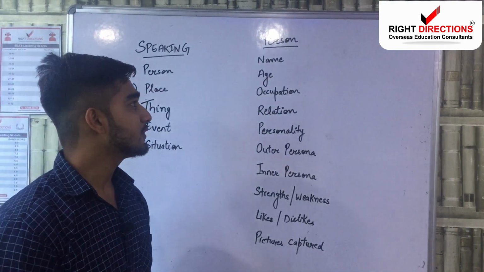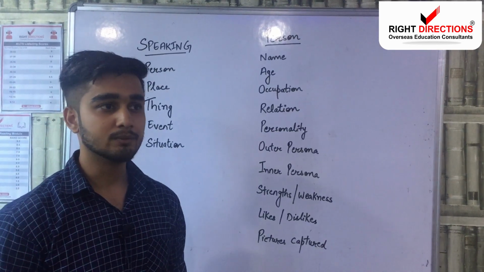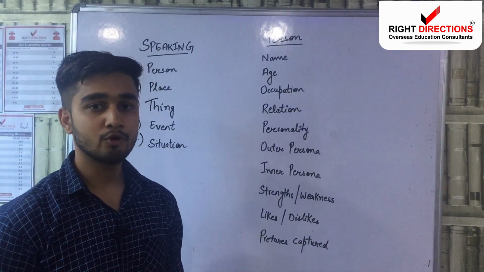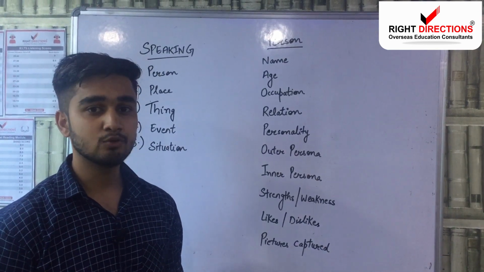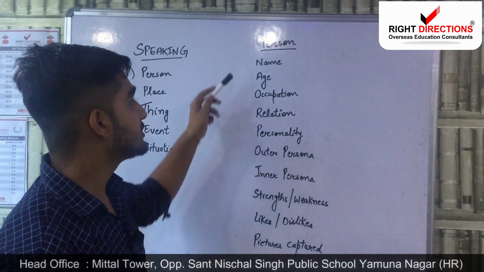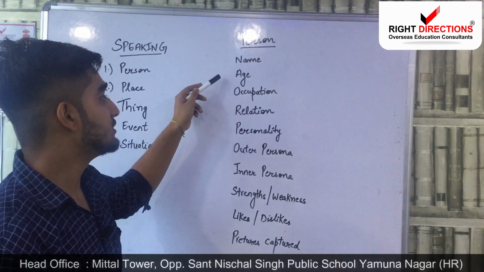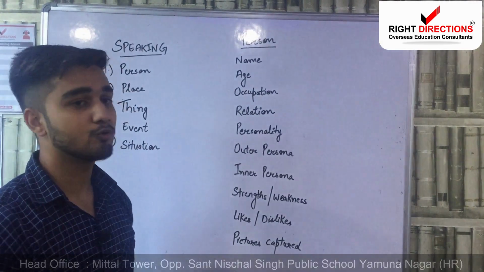If you get a topic related to a person, for example, a question like discuss a person whom you admire the most in your family, or discuss a famous celebrity whom you admire, what are the aspects that you are going to cover? First of all, you will start with the name, then age, then occupation and relation. These are the first 4 things that you will cover.